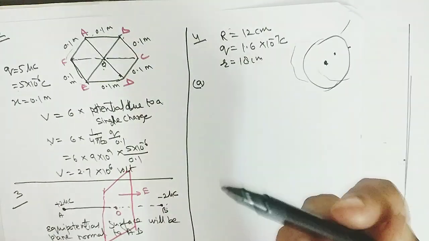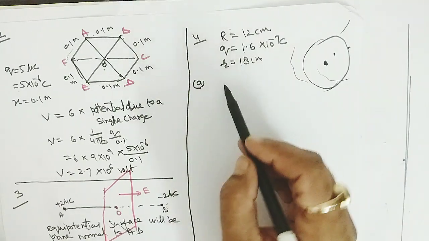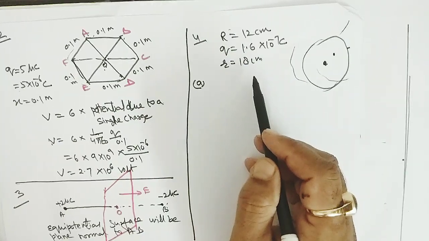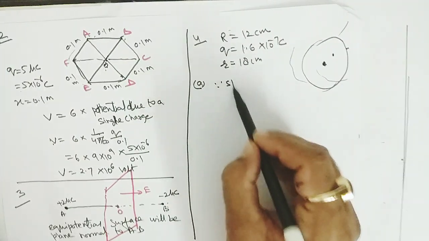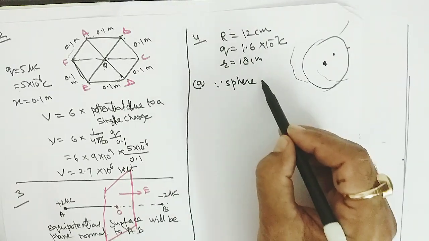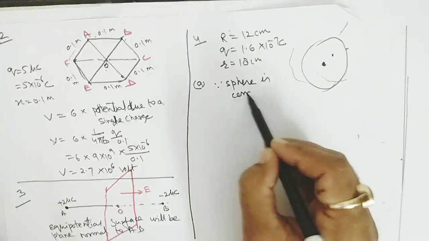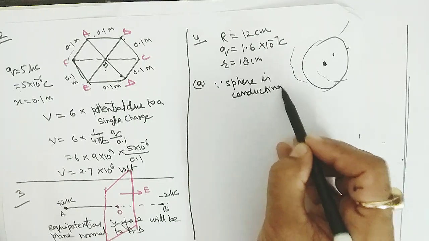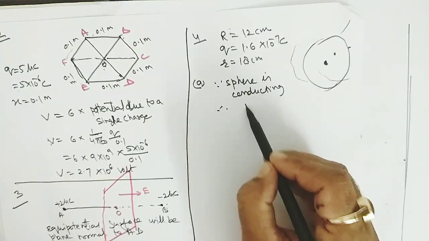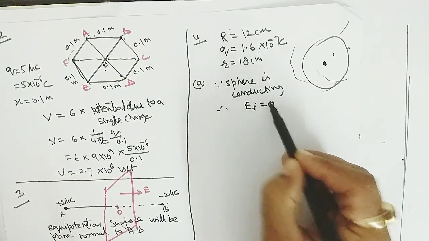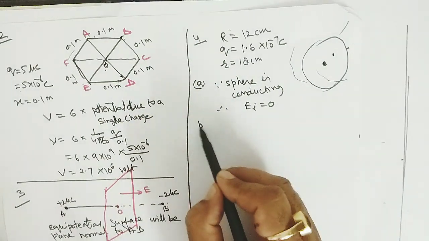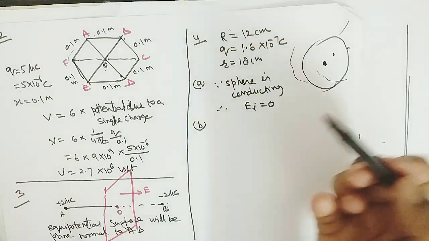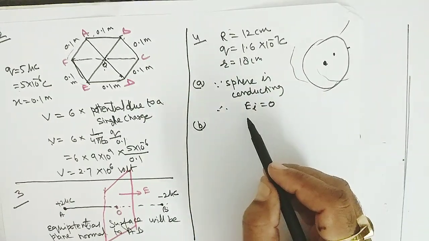So now see the first part of this question. What is the electric field inside? Since the sphere is a conductor, the sphere is conducting. Therefore, electric field inside is always zero for the conductor. Now come to the B part. That is just outside of the surface.